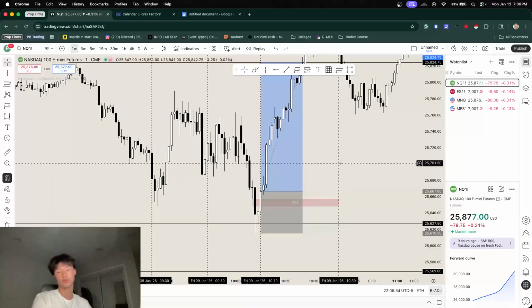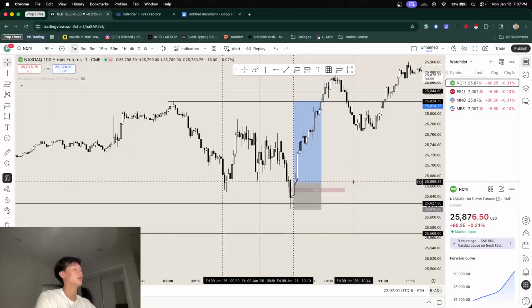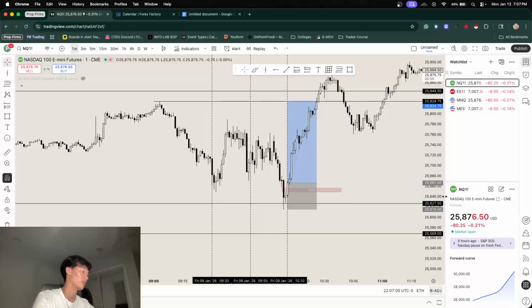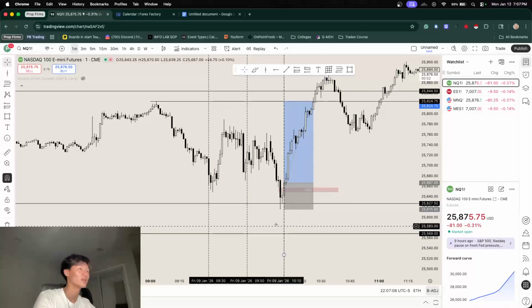So remember, it's accumulate. I'll go through examples in my next video, going through every single example from every single day, okay? But this is just your first example. This is actually a perfect trade. This is such a nice trade. Damn.